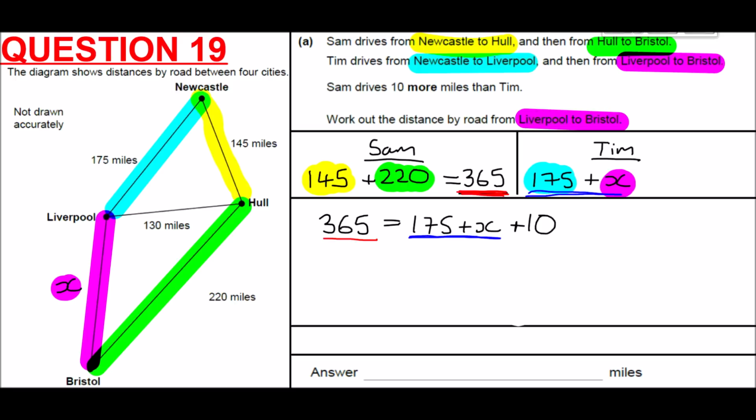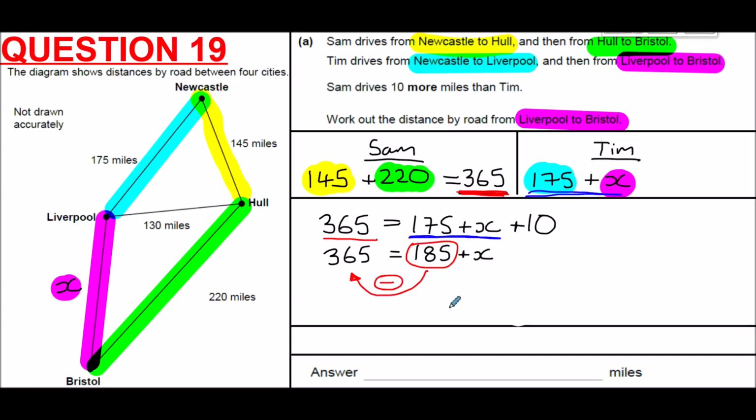Now what we can do is treat this as an equation and just neaten it all up. And so this left hand side would stay as 365. This side here, 175 plus 10 is a total of 185 plus x. And so what we need to do is have x on its own. So what we can do is get rid of this 185. As it stands, this 185 is a positive thing. So if we swap the side of it, we'll swap the sign of it. Opposite of positive is minus.